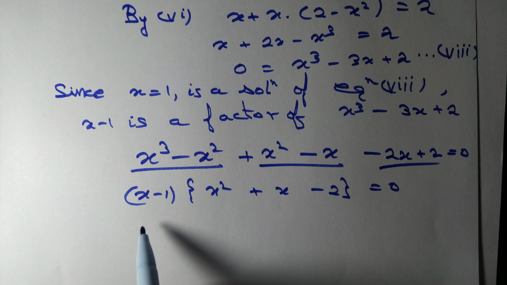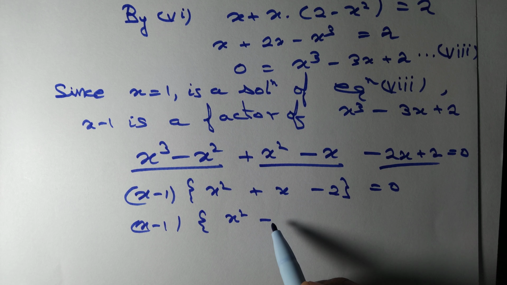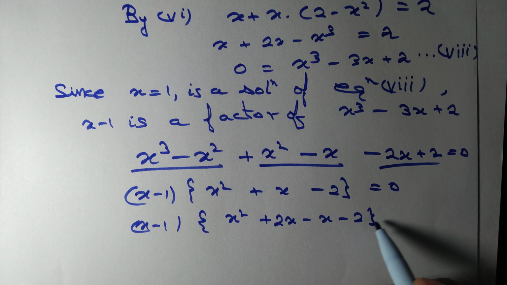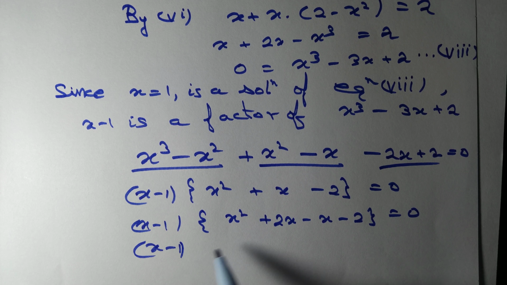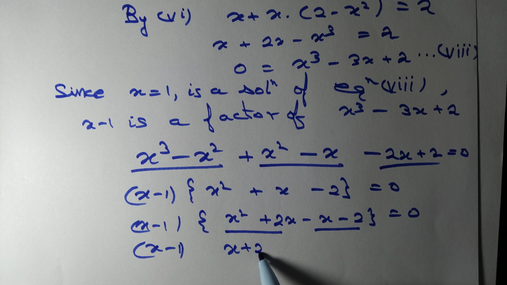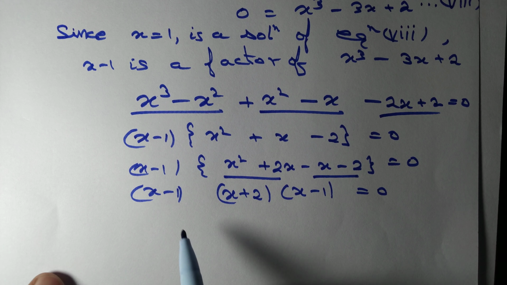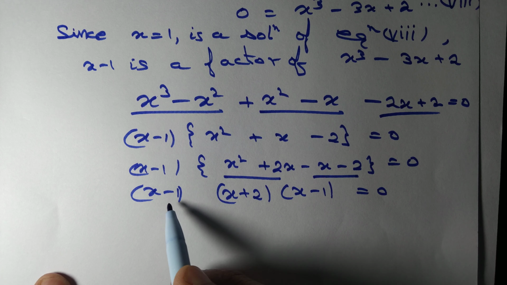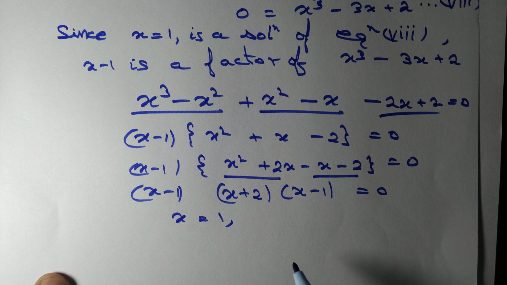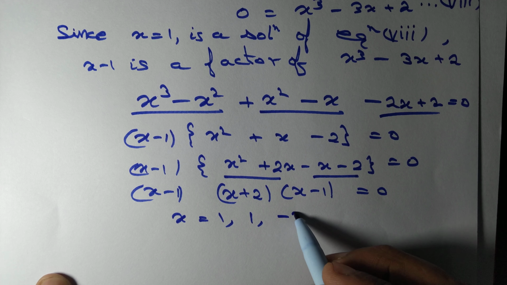Again, we can factorize this one by splitting the middle term. x squared, 2 into minus 1 is minus 2, so plus 2x minus x minus 2 equal to 0. We take x plus 2 common, and we are left with x plus 2 whole thing into x minus 1 equal to 0. So you see that we have 3 roots, but 2 of them are same. x equal to 1, that we have already shown, when x equal to 1, x, y, z all three are equal to 1, or x equal to minus 2.